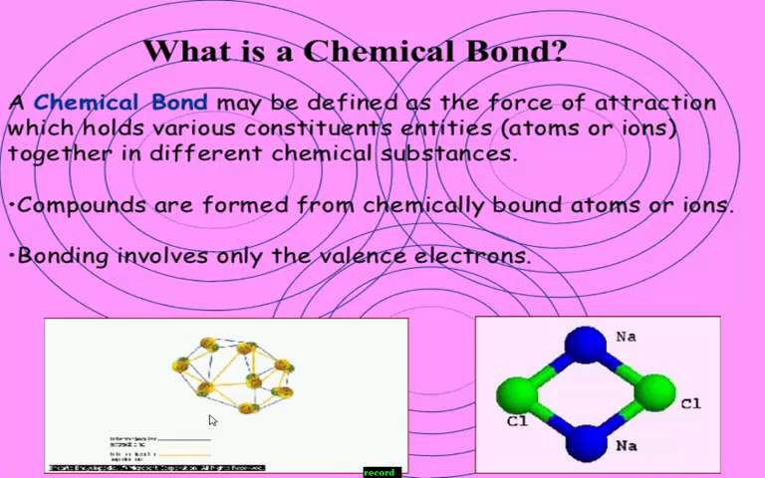Students, we know compounds are formed from chemically bound atoms or ions. Bonding involves only the valence electrons. We know only valence electrons are involved in the bond formation. And this chemical bond is formed by the electrostatic force of attraction between two opposite charges, either between electron and nuclei. Remember the definition of chemical bond, it is nothing but the attractive force which holds the ions, atoms together.